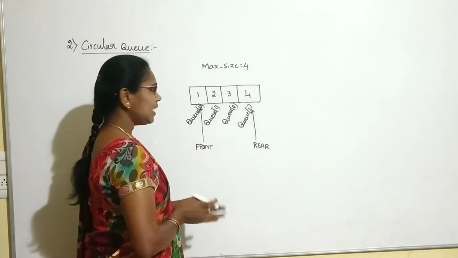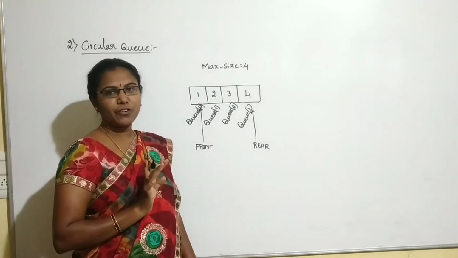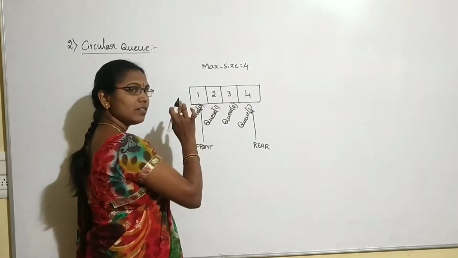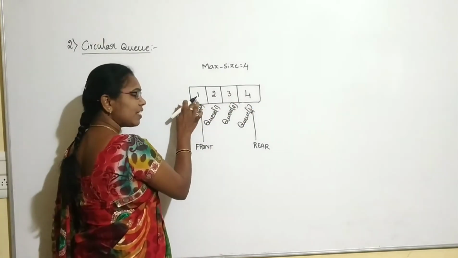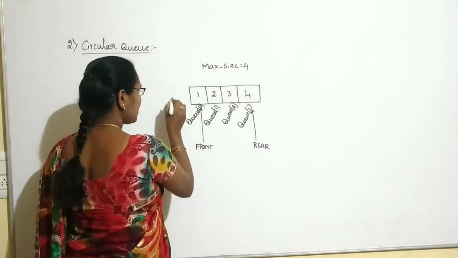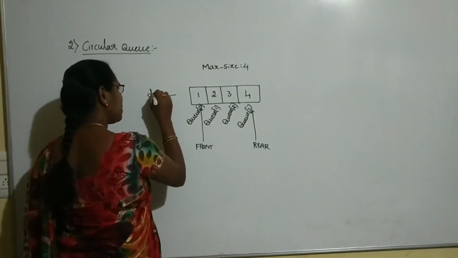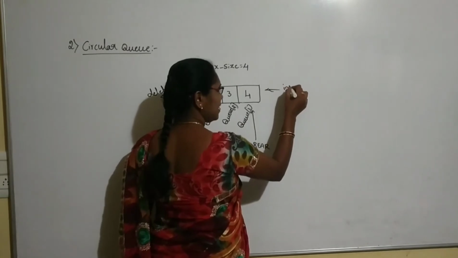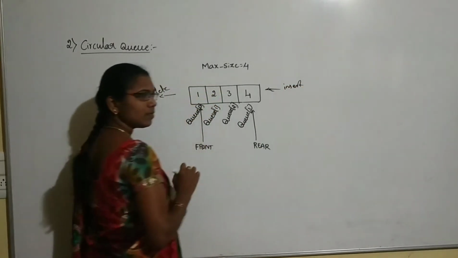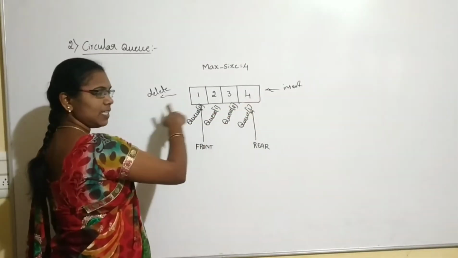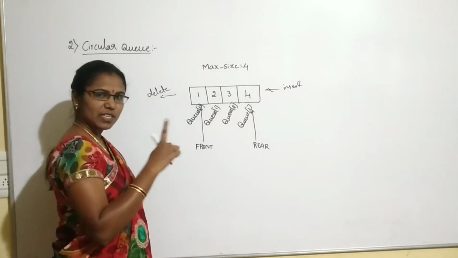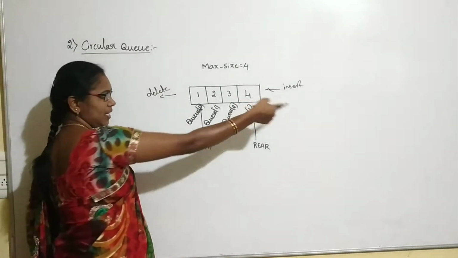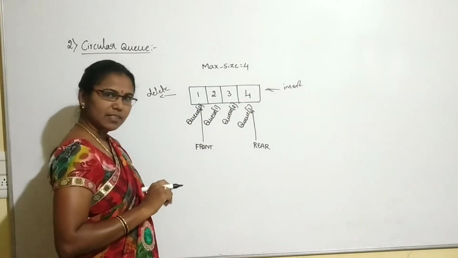Suppose we want to delete an element from the queue. Which element do we delete first? Either 1 or 4? Exactly, we delete element 1, because in this queue this end is used to delete elements and this end is used to insert elements. That end we call the rear end and this end we call the front end. That's why we use two variables, rear and front, to perform insertion and deletion operations in the queue.